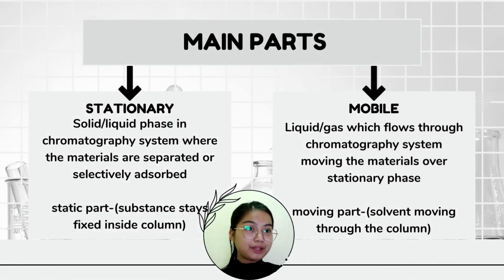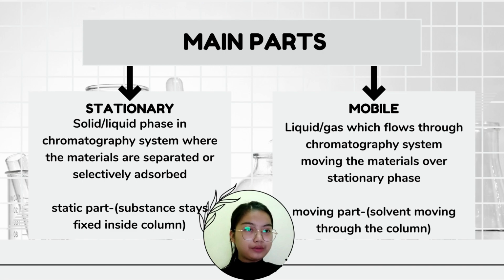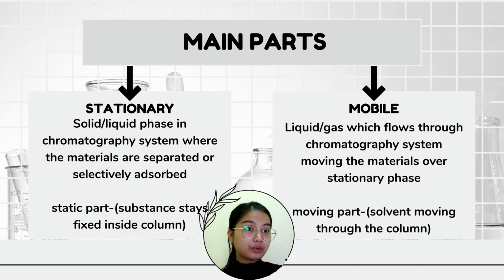These are the main parts in chromatography. The first one is the stationary phase, also called the static part, where the substance stays fixed inside the column. The mobile phase is the moving part, where the mobile phase is the solvent moving through the column.